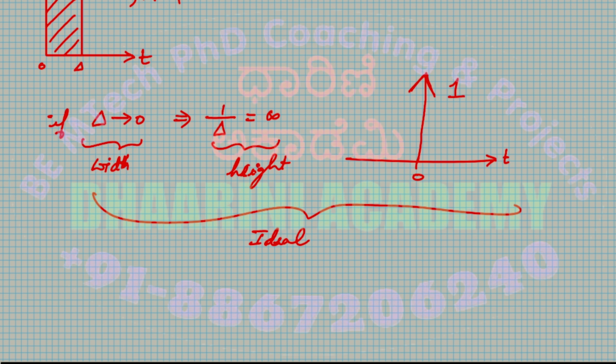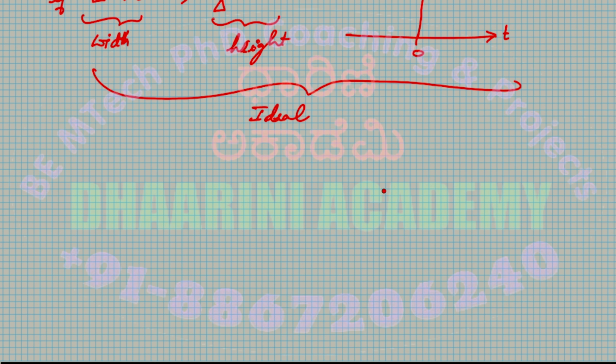Again, when I say width is 0, I'm still saying that this is ideal, because if I have a pulse like this, at 0 all of a sudden your function should jump to an infinite value. This is infinity, and this width is not there at all. Immediately it should come back from infinity to 0. It's not possible, right?